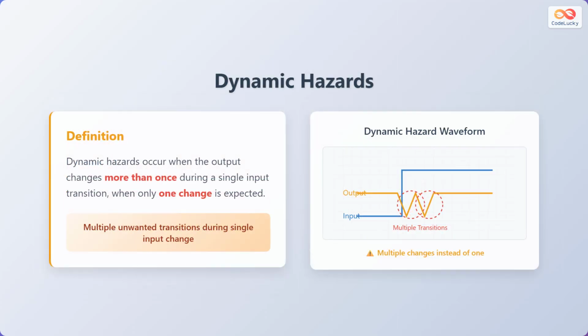Now let's turn our attention to dynamic hazards. Dynamic hazards occur when the output changes more than once during a single input transition, when only one change is expected. So, instead of a clean transition from 0 to 1 or 1 to 0, the output oscillates before settling to the correct value. This results in multiple unwanted transitions during a single input change. The waveform diagram illustrates a dynamic hazard. Notice how the output transitions multiple times before settling down.